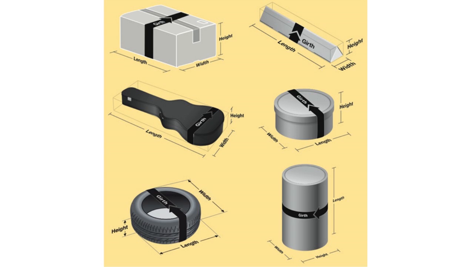Third, you have a package that's a little oval, if you will. You have a guitar also. If you have a guitar, this is how you calculate the length, width, and the height. If you are shipping, let's say, a tire or a tire-shaped object, this is how you measure the height, the width, and the length. And finally, for the last item, this is how you do it.